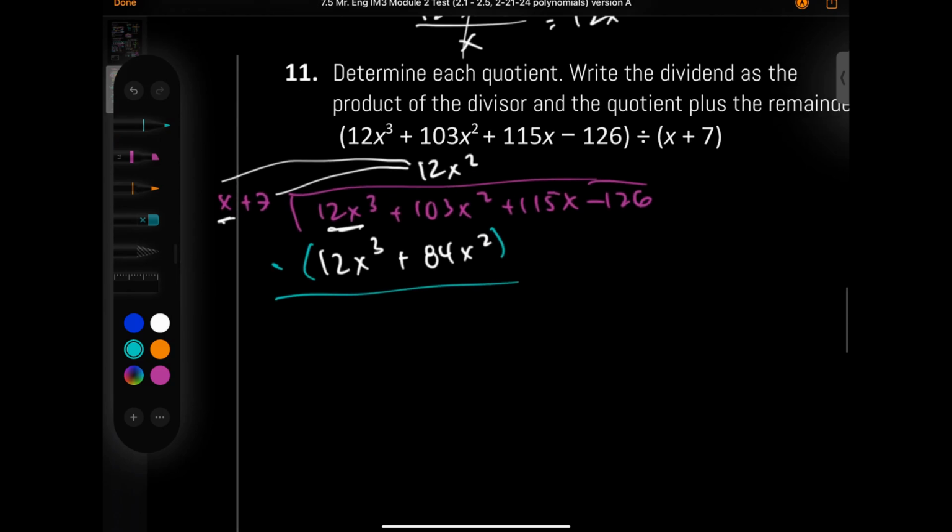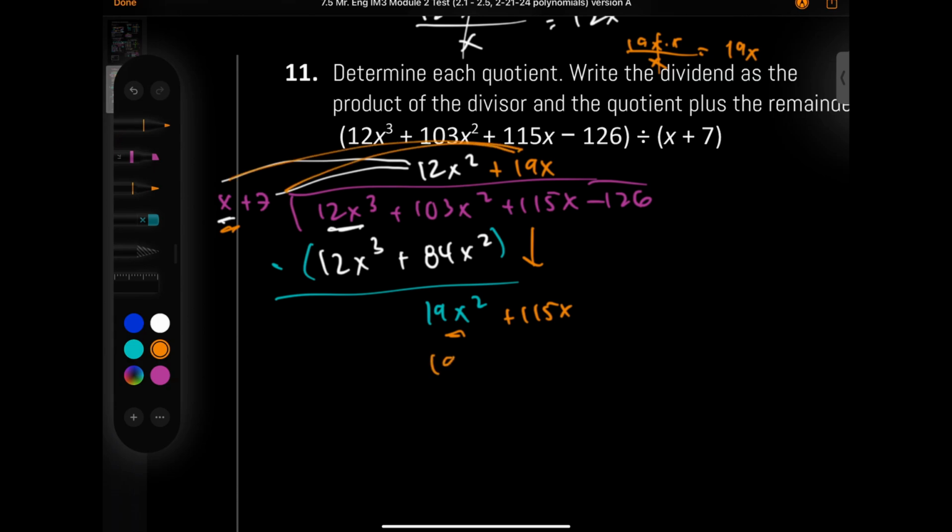12 minus 12 is 0. 103 minus 84 gives you 19x squared. Okay, 19x squared divided by x is just going to give you 19x. So, forgot to bring that down. Let's distribute again. So 19x squared plus 133x, and now we need to subtract.